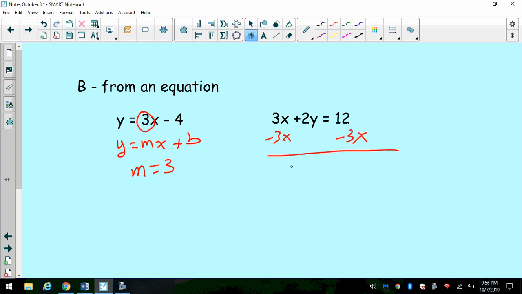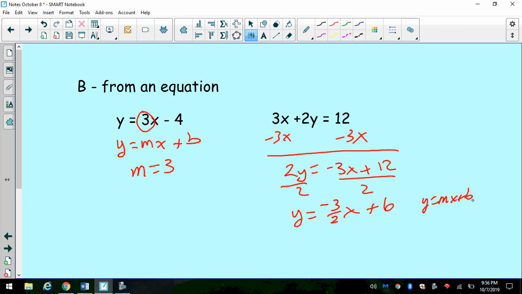The 3x minus 3x is 0, so we get 2y. The 12 and the 3x we can't put together because they are not like terms, so we'll call it -3x plus 12. We'll divide by 2. We have y equals -3/2 times x plus 6. That's in y equals mx plus b form.